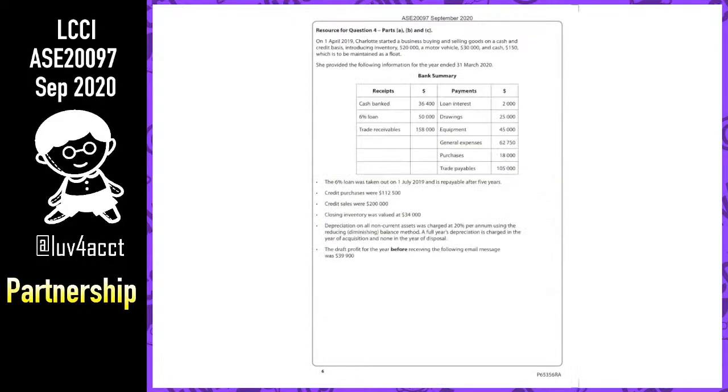I think it would not be too difficult. So let me write down first. Question 4 would be single entry and also sole trader. Financial statement of sole trader, I guess. If it is not, then we will change the information.